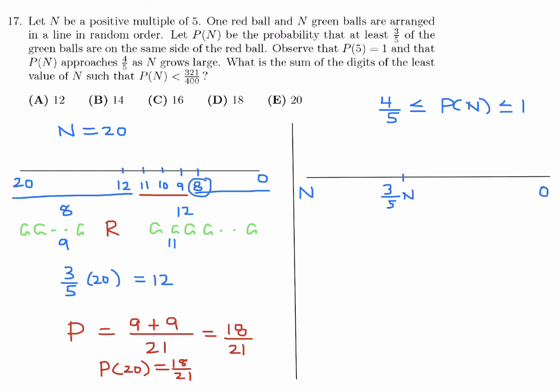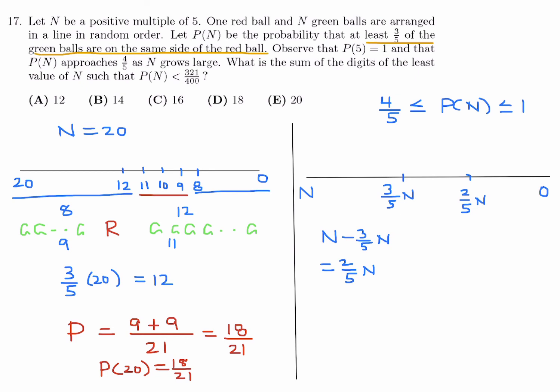Here I put 8, but how did I get 8? It was n minus this answer, so it was 20 minus 12. So n minus 3 over 5 n, and that's 2 over 5 n. So that's what goes here: 2 over 5 n.